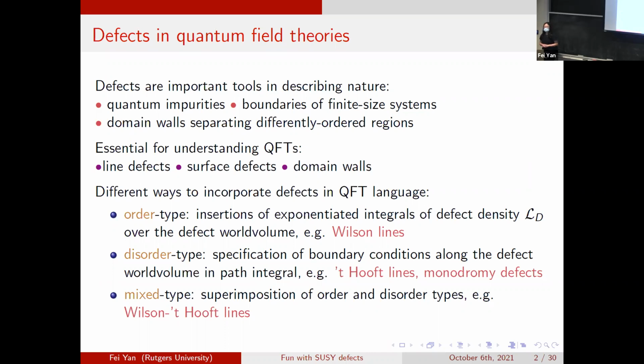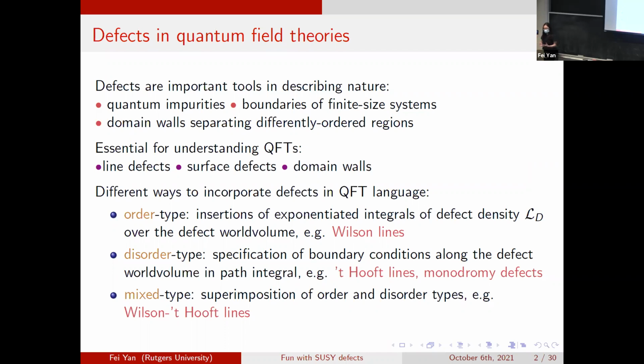The second type is a disorder type. We introduce such disorder type defects by specifying boundary conditions along the defect worldvolume in the path integral. Famous examples include 't Hooft lines in gauge theories and also monodromy defects, which are certain codimension 2 objects. And in general, one could have mixed type, which literally means a superimposition of the order and disorder types. For example, generically in gauge theories, you will have Wilson-'t Hooft lines.